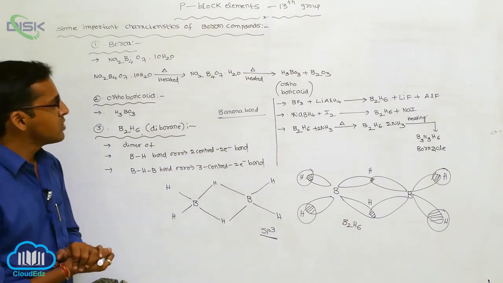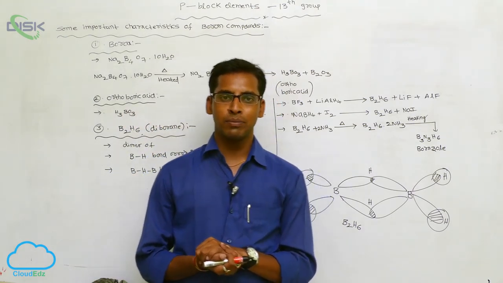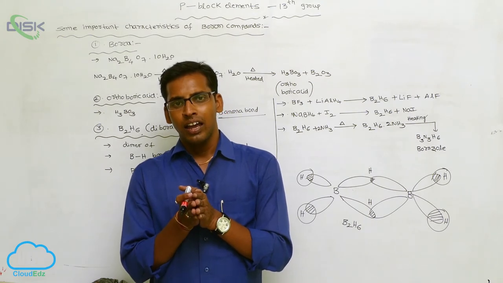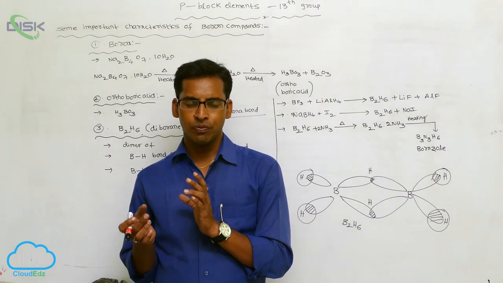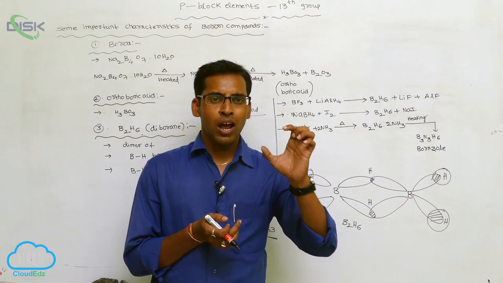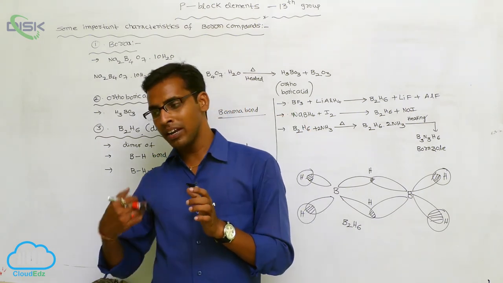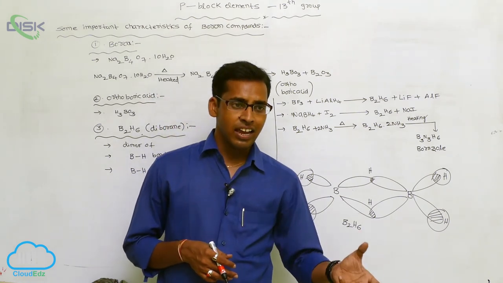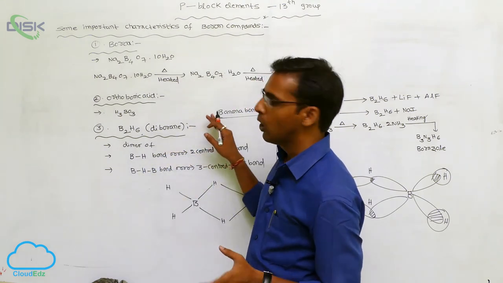Okay. So these are the 13th group elements, or third A group elements. In this group, except boron, the remaining elements are different. Different metals show different characteristics. Boron forms covalent compounds, and the remaining form ionic compounds, which are easily soluble in water. This is insoluble in water. It is a Lewis acid. That Lewis acid reacts with a Lewis base.